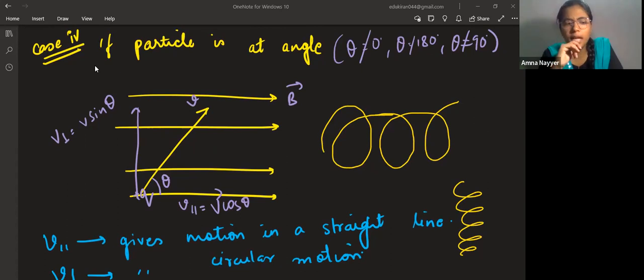So in this case, what happens? We break the velocity. Let's say velocity is making some theta with the x-axis. So what we'll do? V cos theta we'll take, V sin theta we'll take. Now, two velocity components you have. The perpendicular one will try to move the particle, it will give the particle a bit of a push, right?